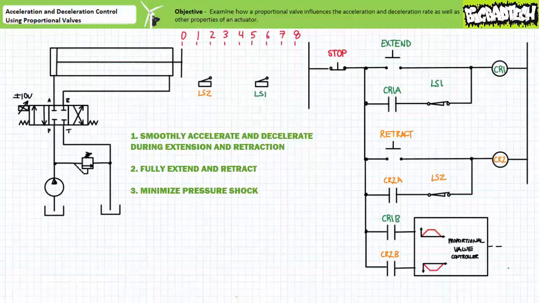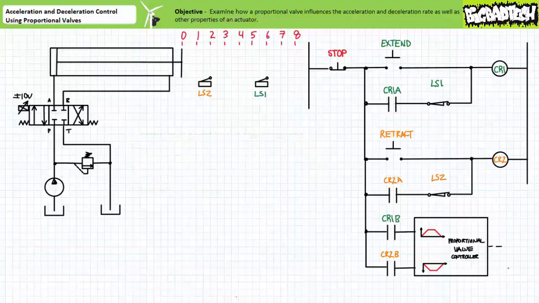Again, our goal is threefold. First, to smoothly accelerate and decelerate the applied load. Second, to fully extend and retract the cylinder. And finally, minimize pressure shock. We'll do this in 4 different iterations of ramp generator transition times. Way too short, way too long, just a little too short, and just right.